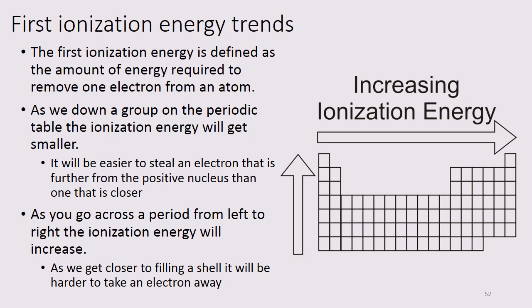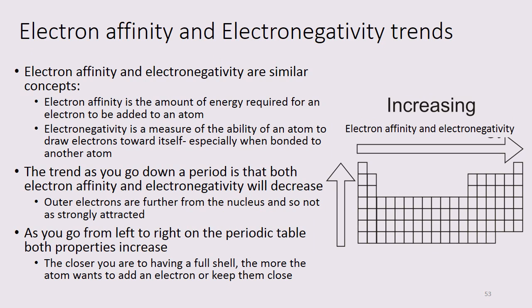As you go from the bottom to the top, notice that the arrow is coming up. It's easier to pull electrons away from the much bigger elements than it is from the smaller ones. And that's because in the big elements, the electrons are far away from the nucleus, not being held so tight, and so it's easy to pull an electron away. Whereas the smaller elements have the electrons really close to the nucleus, and so it's much harder to pull them away.